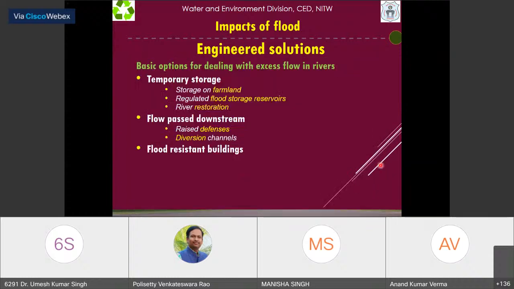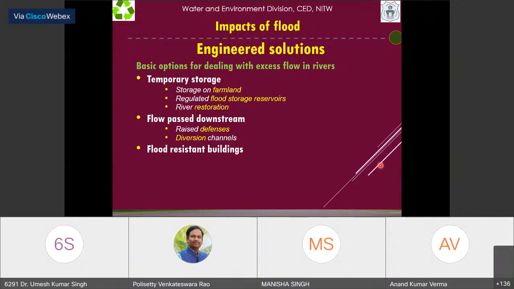So if I want to summarize all the solutions, there could be several options, but I categorize them into these heads. One is temporary storage: when I have a flood, I take that excess water and put it in some place where it will not cause any trouble to me. Or, whatever headache I am getting from flood excess water, I just leave it to downstream. Let the downstream fellow see to all the problems.